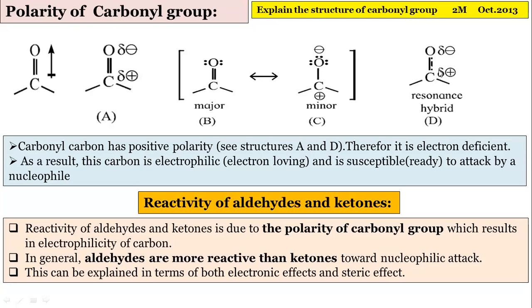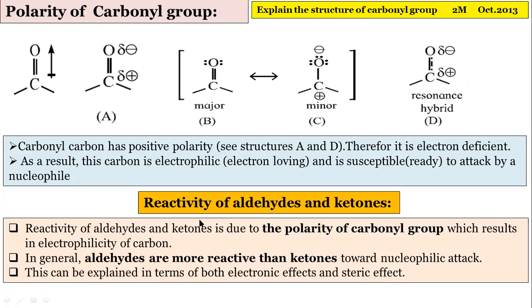Therefore, it is electron deficient. Electron deficient means it does not have enough electrons. So a nucleophile will easily attach to this electron deficient carbon. It is very easy for the nucleophile to attack because of this oxygen. So it is asked for 2 marks in the board exam: explain the polarity of the carbonyl carbon. We only have to draw the resonance structure and write 2 lines: why this is polar and why this is electron deficient. Oxygen pulls the electron density towards itself, so carbon becomes delta positive and oxygen becomes delta negative.